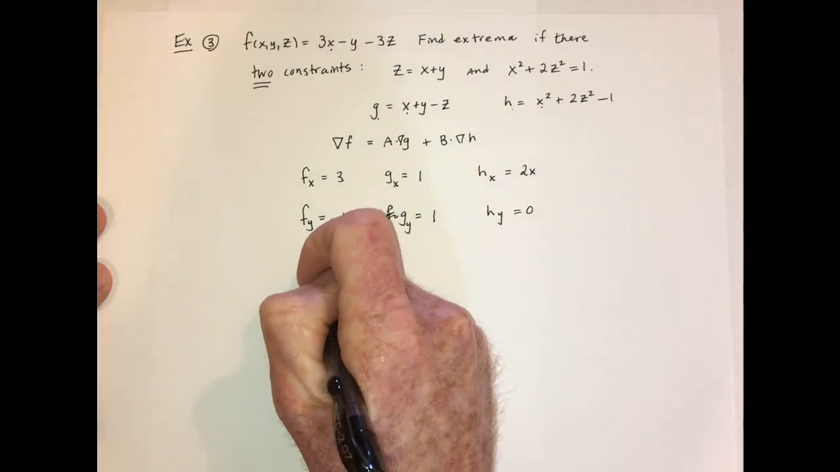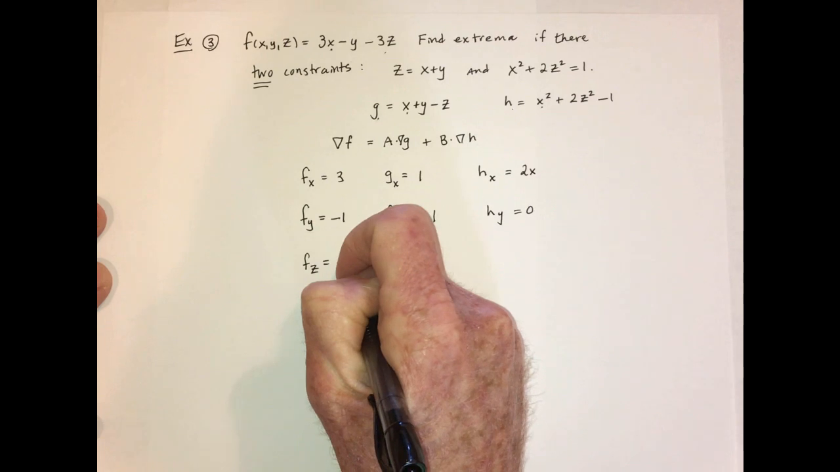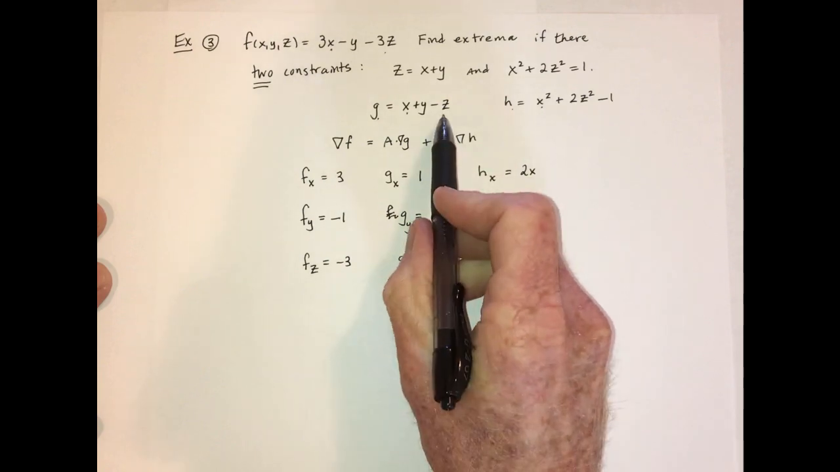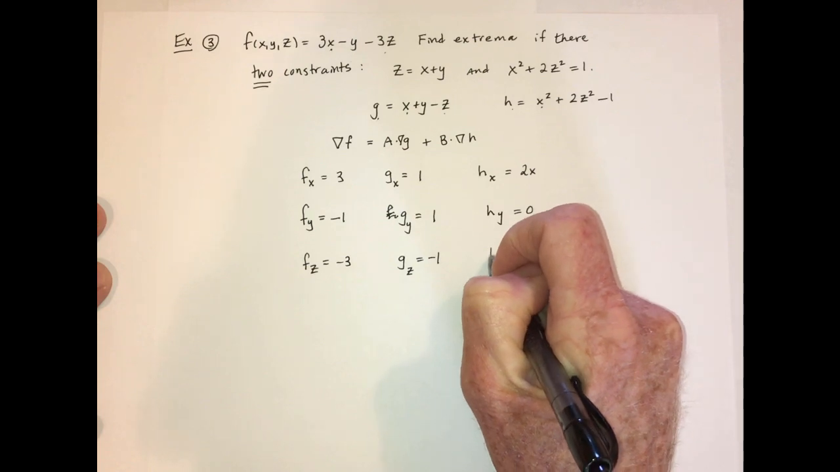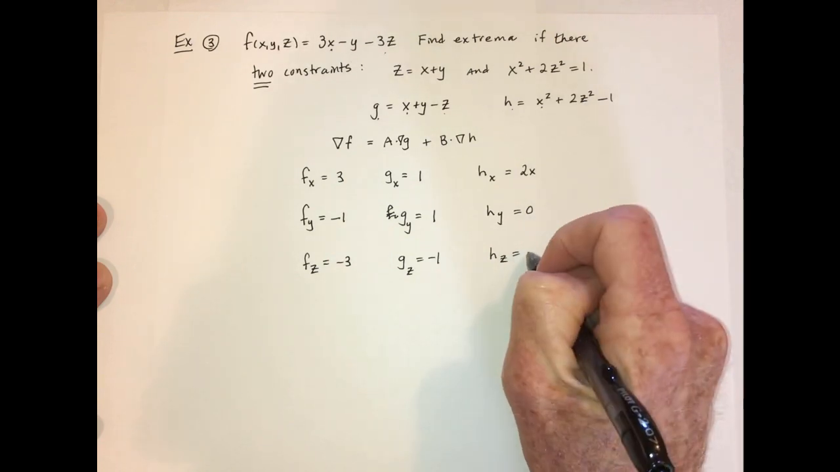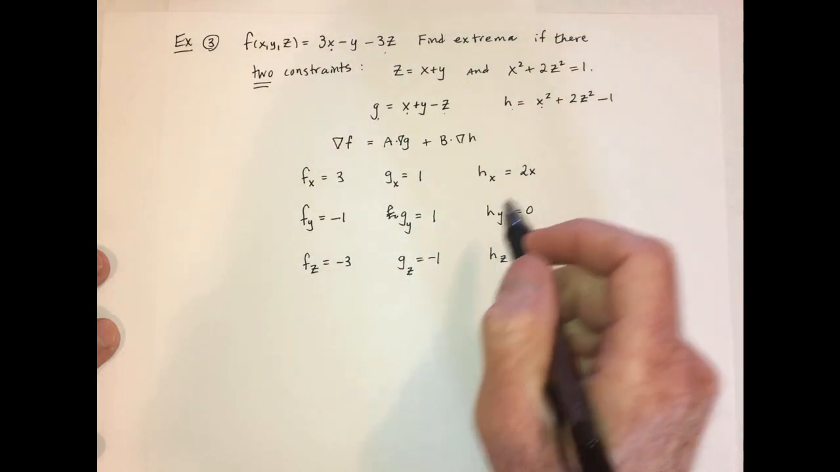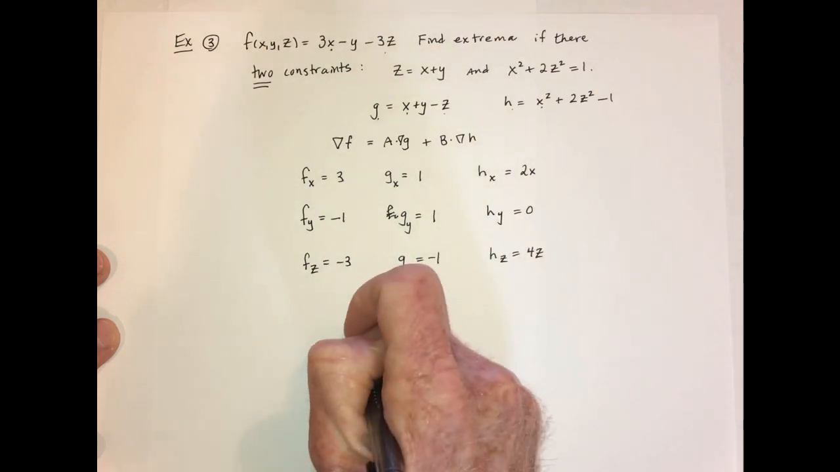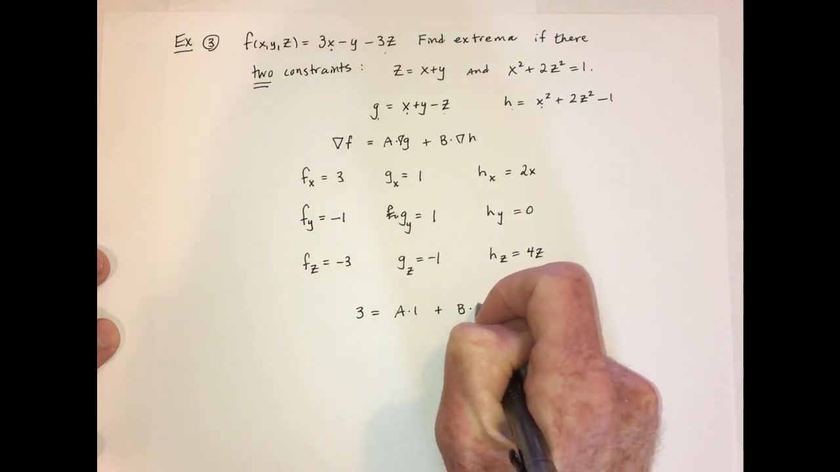And now take the derivative with respect to z. So for this one, that'll be a negative 3. Then go on to the g function and take the derivative with respect to z. So that's going to be a negative 1. And for this last one, h with respect to z, that's going to be 4z. Okay, now set up the equations. So this first one will be 3 equals a times 1 and b times this. So 3 equals a times 1 plus b times 2x.